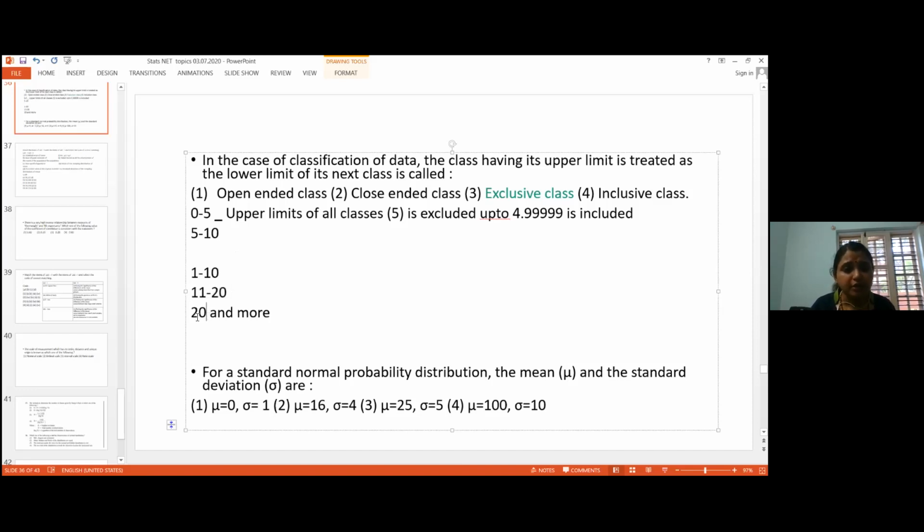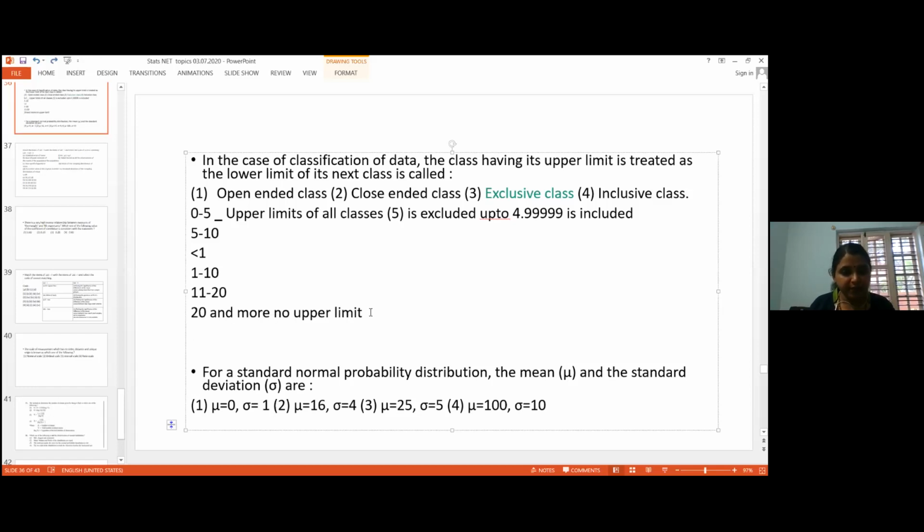Now, what is open end class? When one of the ends of the class interval is open, like 1 to 10, 10 to 20, 20 and more, there is no upper limit here. When there is no upper limit, we call it open end classes. Same way, it can be the lower end also. If I am writing less than 1, there is no lower limit.